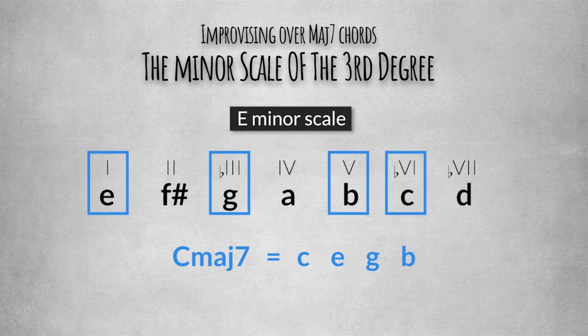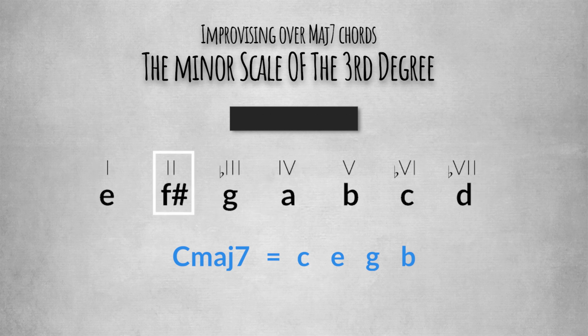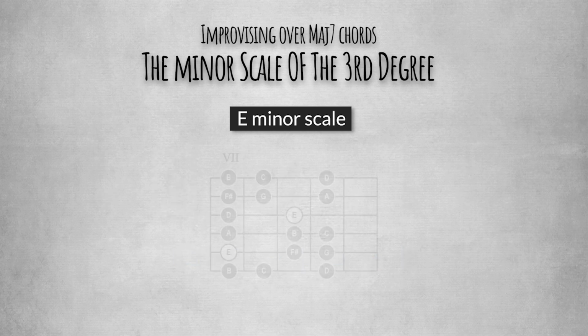Now in addition, it has an interesting alteration, namely the F sharp, which is the raised 4th degree in the C major scale. This sharp 4th degree is the characteristic note of the C Lydian mode and triggers that Lydian sound. Just like the minor pentatonic scale of the 7th degree that we've just used, this scale is a Lydian option too. Now the E minor scale pattern looks like this.